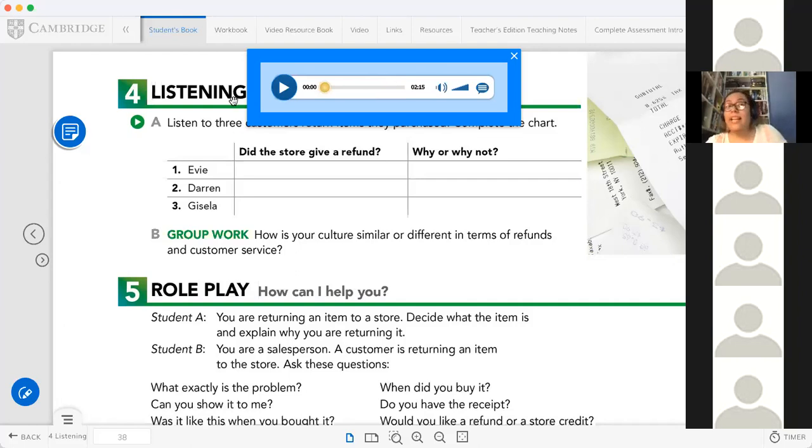Okay, there we go. So let's see. Number 1, Evie, did she get a refund? Yes. And why do you think she got a refund? Because the dress was stained. No, actually, they used a word that the vocabulary didn't include, but that Eddie had mentioned before, because the dress was ripped in the back. So they gave her a refund because the dress was new and she had the receipt and everything.